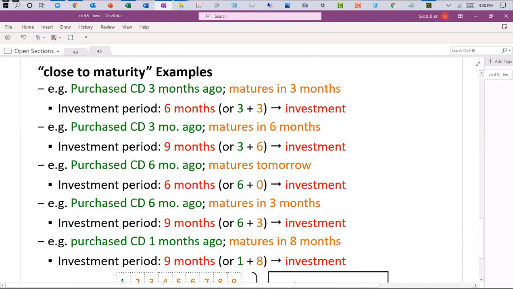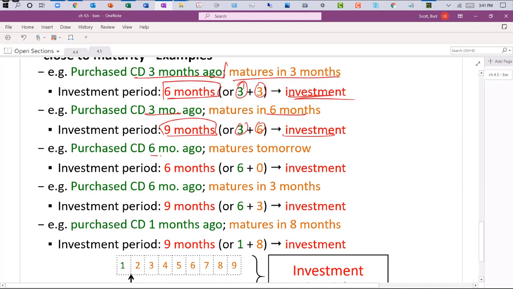Purchase CD 3 months ago, matures in 3 more months. What's the lock-up period? How long do I have to keep my money tied up? Well, it's 3 months previous, 3 months more to go. So if it's 6 months total, it's an investment. It's not a cash equivalent. It's going to take me some time to get that money back. Purchased it 3 months ago, matures in 6 months. 3 plus 6, 9 months. That's an investment.